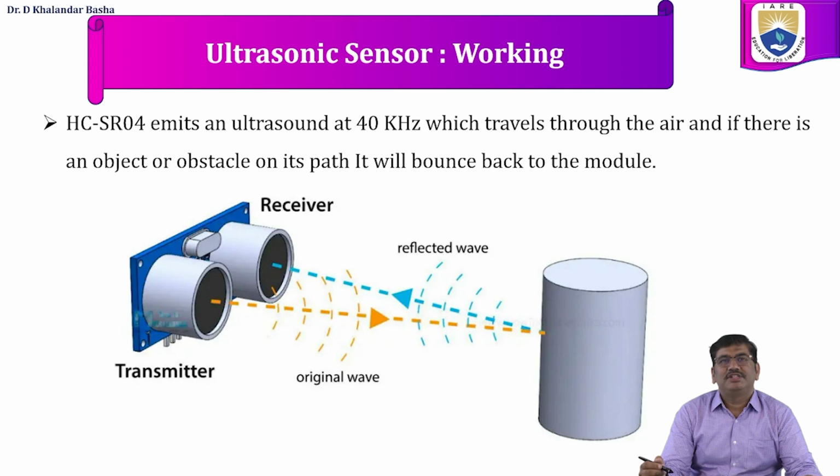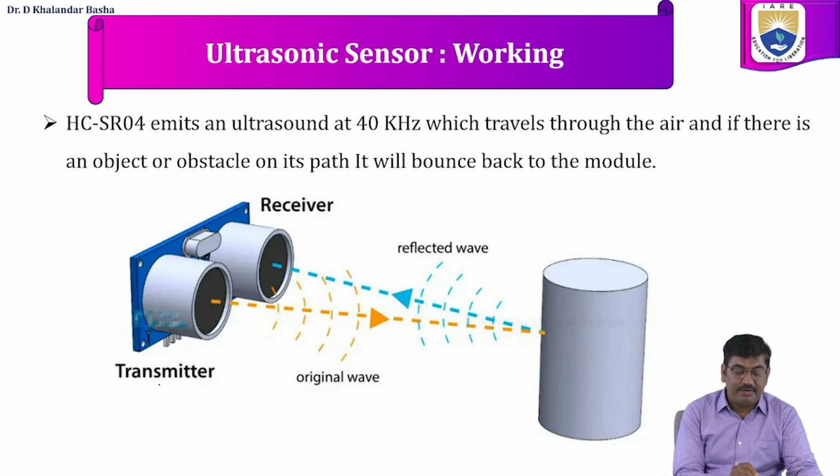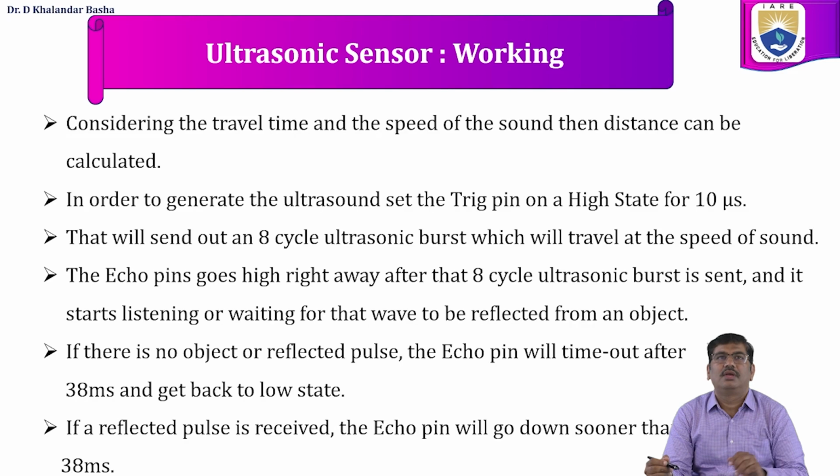So the working principle of the ultrasonic sensor, HC-SR04: it emits ultrasound from the transmitter at a frequency of 40 kHz, which travels through air, and if any object is present in this path, it will be reflected back, and received by the receiver. So considering the travel time and speed of sound, the distance can be calculated.